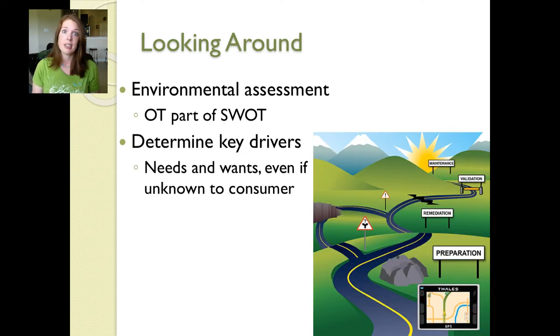The OT section is a little more interesting in my opinion because I like looking externally. This is the external analysis, or looking around, the opportunities and threats. These are things that are going on external to the company. They could include competition, they could include political agencies, and a number of other things that I'm going to have an entire video about looking externally.